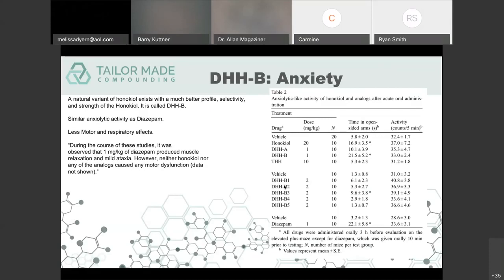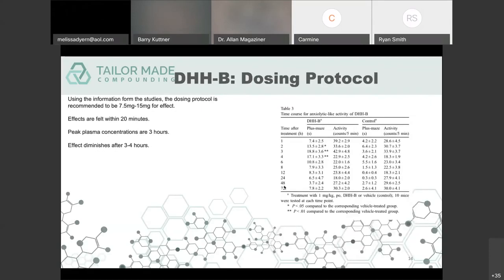With that being said, there are a few things to worry about from a dosing perspective. The typical dose we suggest for the DHH B is anywhere from 7.5 milligrams to 15 milligrams. Effects are felt pretty immediately, usually within 20 minutes, and it lasts for around 3 to 4 hours, with peak plasma concentrations at around 3 hours. And so you can see that here on the figure to the side with that paper I mentioned earlier, where we see the results being highest at around 3 hours and then gradually decreasing.